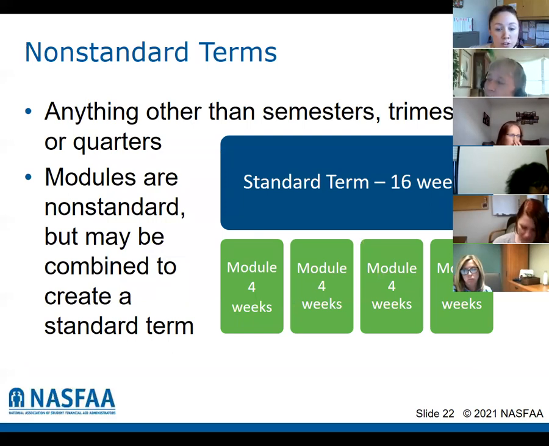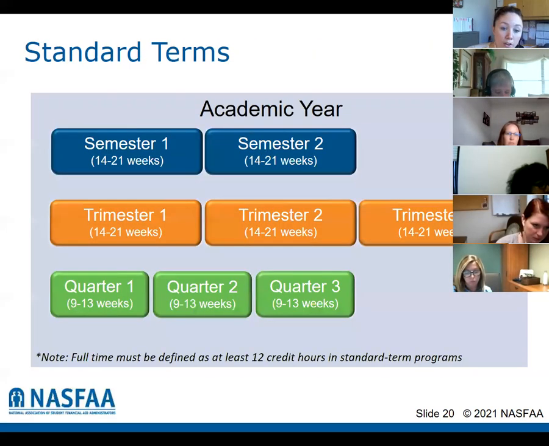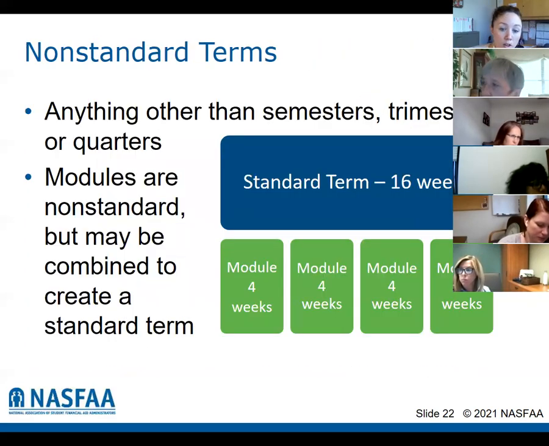Okay, and then non-standard is anything other than what we just talked about. So anything other than whether you have a semester, trimester, or a quarter system, if you don't fit into any of these, then you are going to be non-standard. And then you're going to be doing all sorts of stuff.